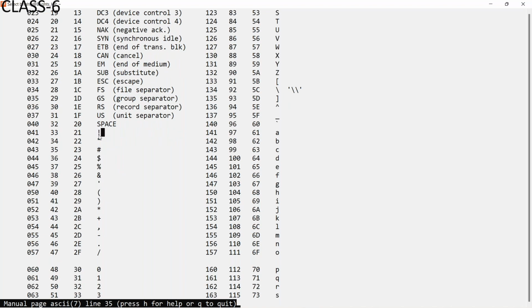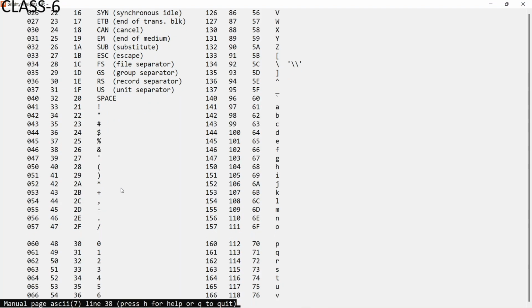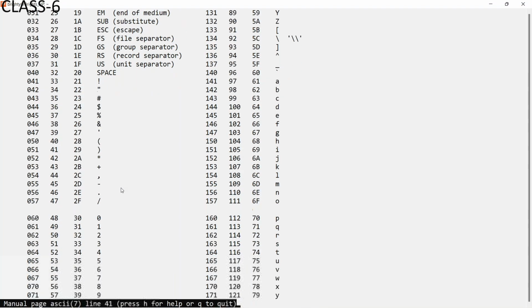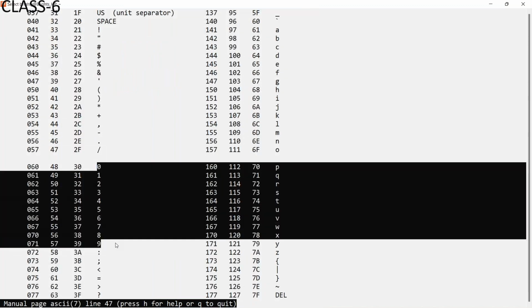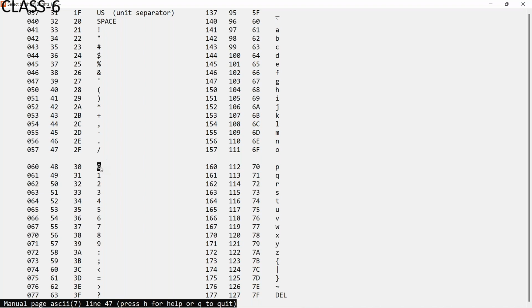So here that is one character. So that's why I told exclamatory symbol. Then hash, all those things. So all these are characters only. Then you can see even the 0 to 9, they are there as characters. 0 to 9 as characters, don't think they are the integers.